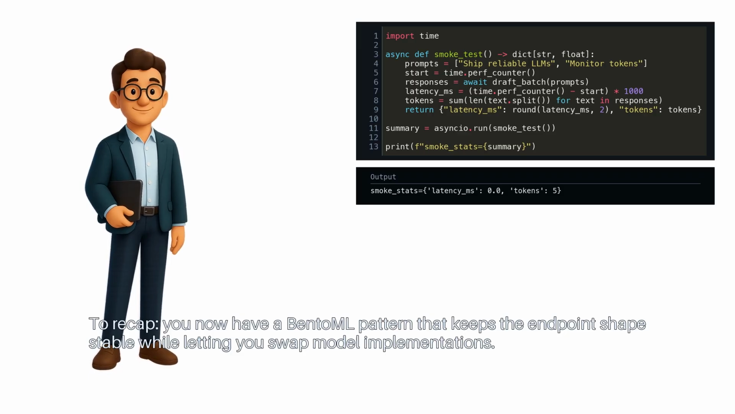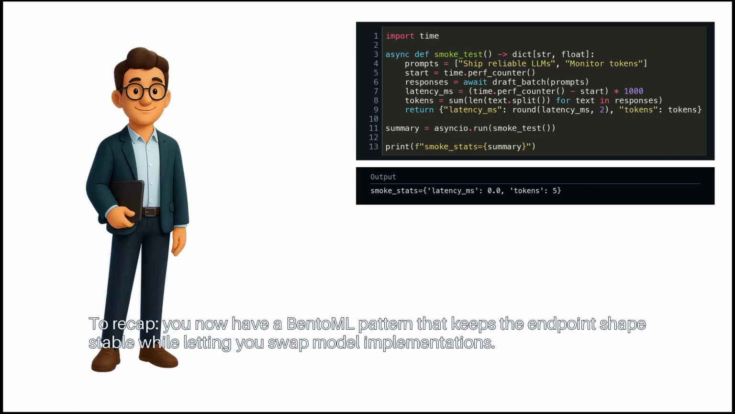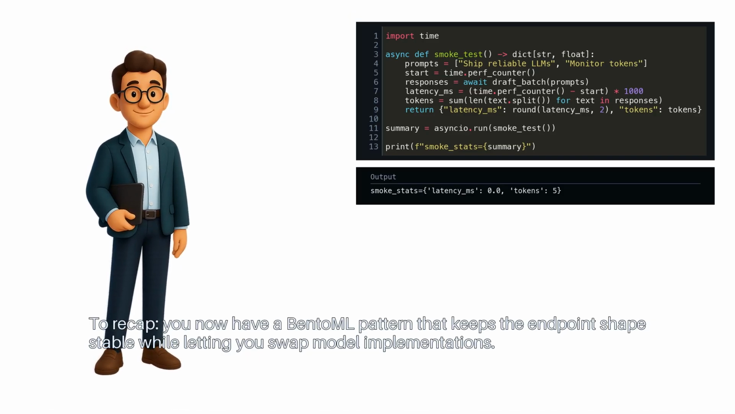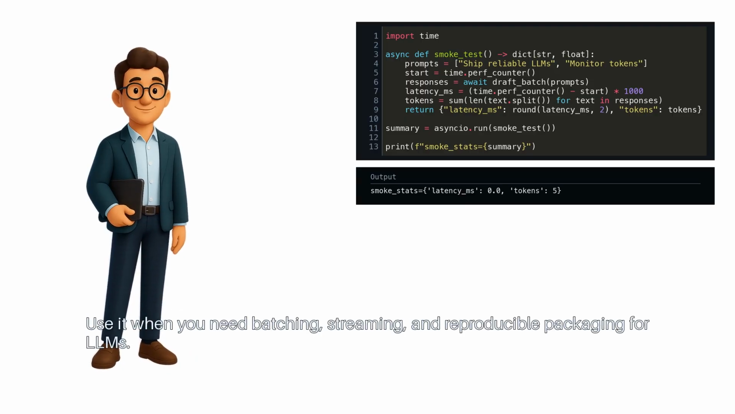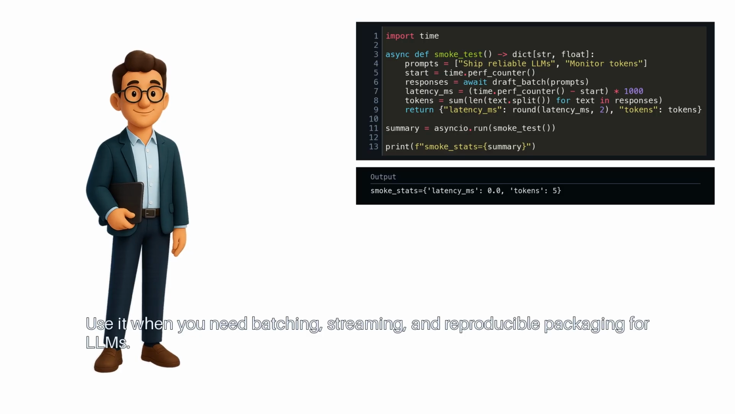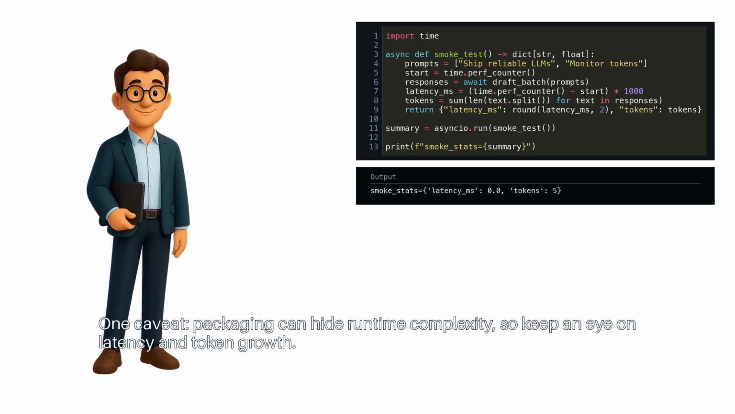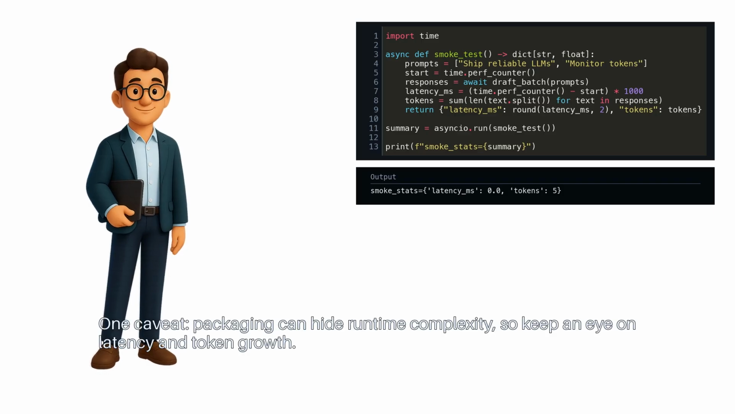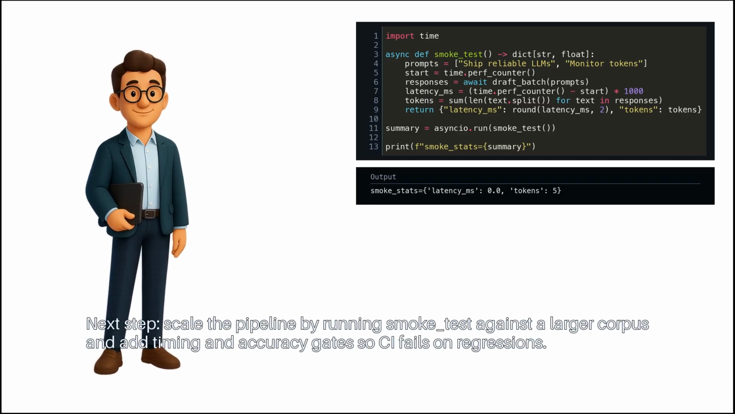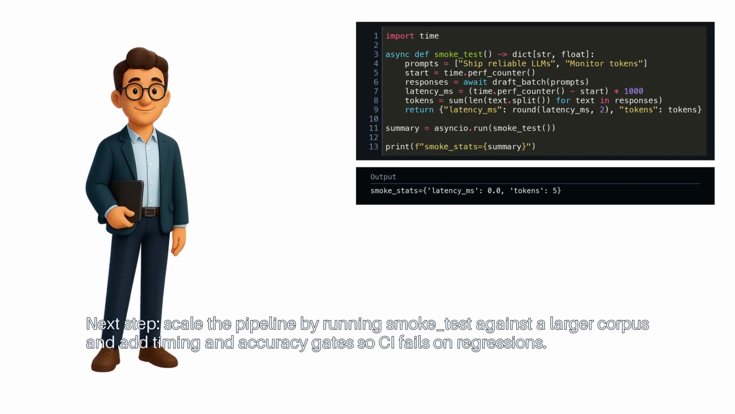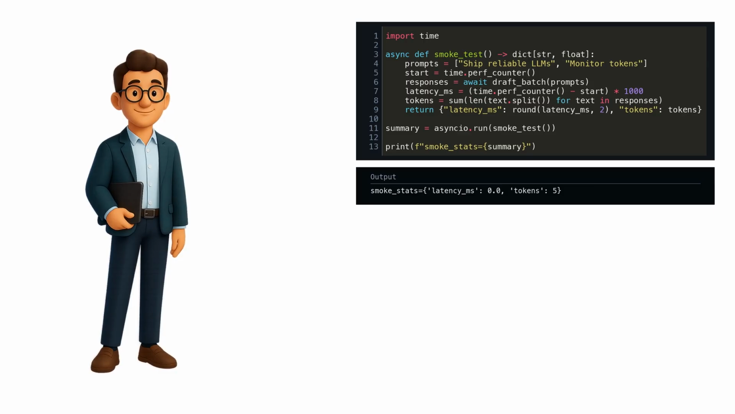To recap, you now have a BentoML pattern that keeps the endpoint shape stable while letting you swap model implementations. Use it when you need batching, streaming, and reproducible packaging for LLMs. One caveat: packaging can hide runtime complexity, so keep an eye on latency and token growth. Next step, scale the pipeline by running smoke_test against a larger corpus and add timing and accuracy gates so CI fails on regressions.